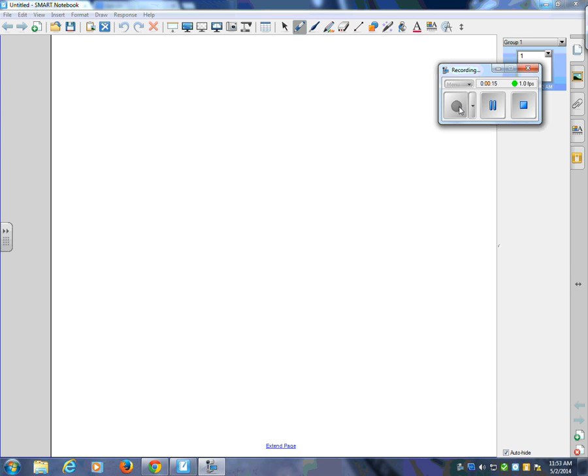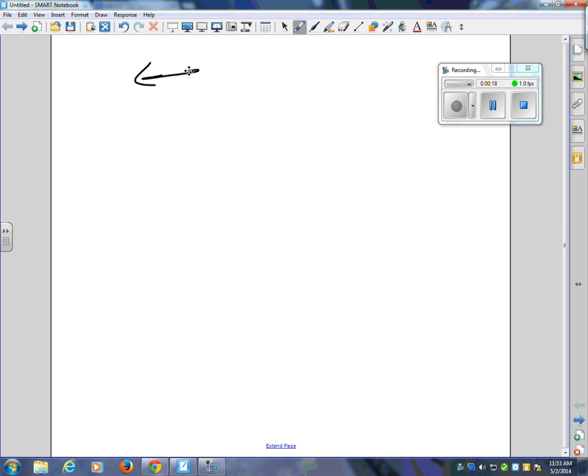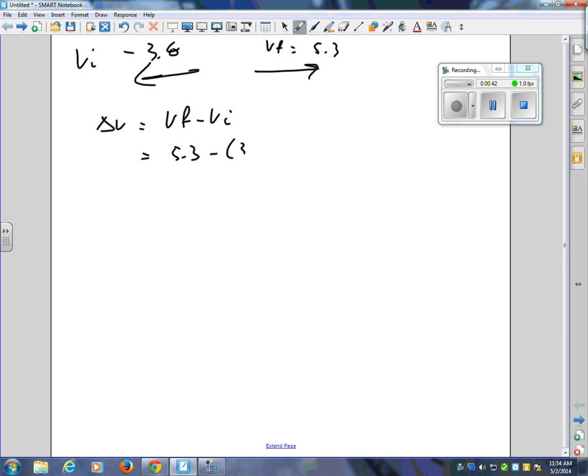Okay, so the ball is initially traveling 3.8 to the west. So we will describe that as minus 3.8 is my VI. And my VF after it's hit is 5.3, and that's going to be positive, right? So your first step is to find your change in velocity. So it's going to be VF minus VI, 5.3 minus minus 3.8, which is 9.1, right? Okay, so it changes by 9.1 meters per second because it's going from one direction to another. That's sort of a main concept there.